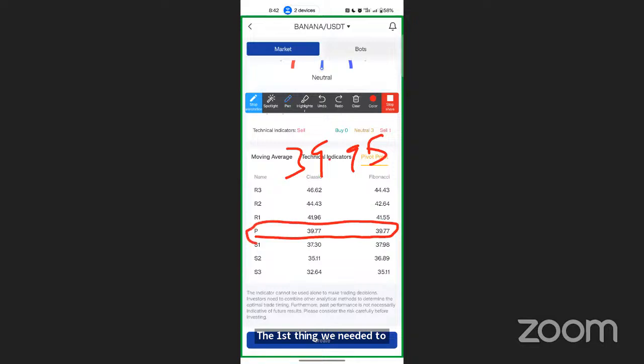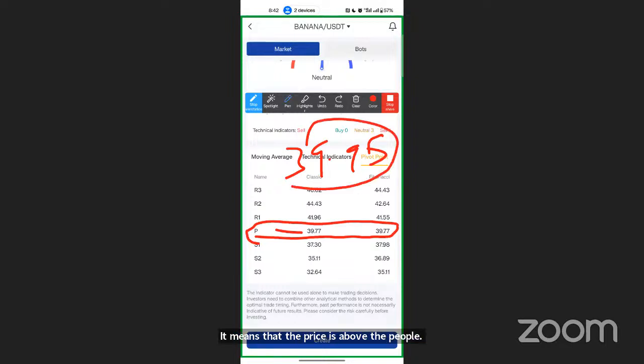The question is, is it above the pivot point or is it below? Is it above the pivot point or is it below? Some answers in the chat. Is it above the pivot point or is it below? Now, since it is above, because this is the price of the pivot point, 39.77. People who are saying it is below, I want you to see. It is 39.77. If there was a line here, it means that the price is above the pivot point.